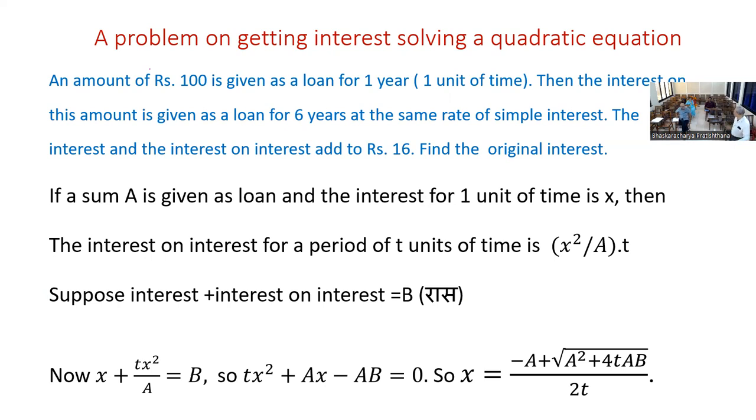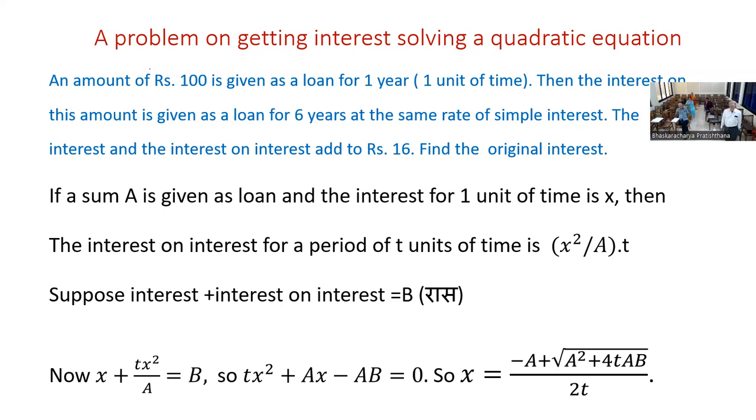We have not considered any such problem where the interest is given as a loan, and then we ask what happens after so many years. So, translated in another way, if a sum A is given as a loan and the interest for 1 unit of time is X, suppose, then the interest on the interest for a period of T units of time, so T years or whatever, is X square upon A multiplied by T.